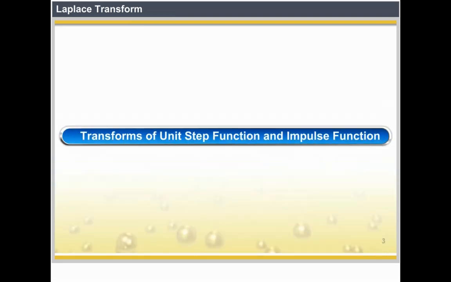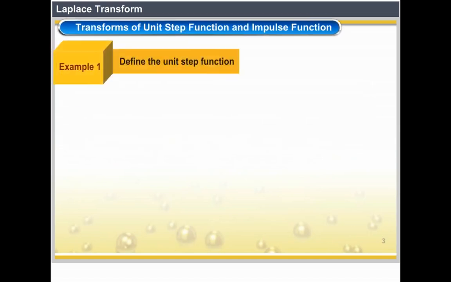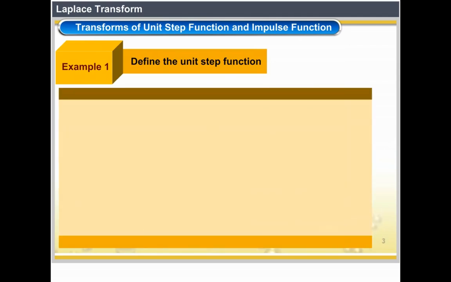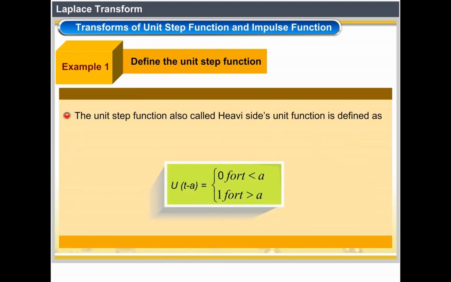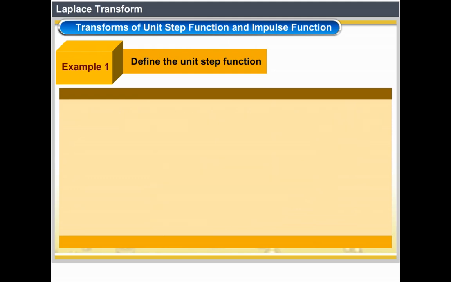Transforms of unit step function and impulse function. Example 1. Define the unit step function. The unit step function, also called Heaviside's unit function, is defined as u of t minus a equal to 0 for t less than a, and 1 for t greater than a. This is the unit step function at t equal to a. It can also be denoted by capital H of t minus a.